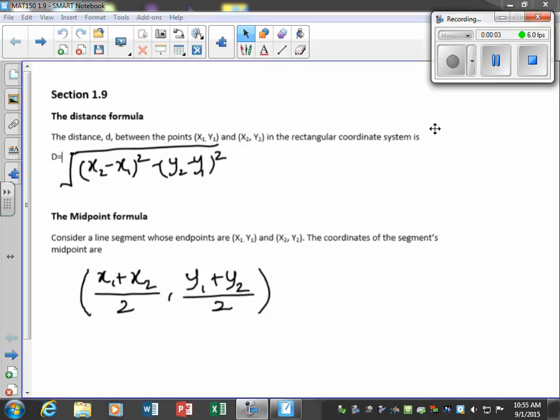In section 1.9, we're going to be talking about the distance formula, which is here. This is the square root of x2 minus x1 squared plus y2 minus y1 squared. Midpoint is the ordered pair x1 plus x2 divided by 2, and then y1 plus y2 divided by 2. So take a few minutes, pause it, and write your formulas down. You will need to know these formulas for your test.